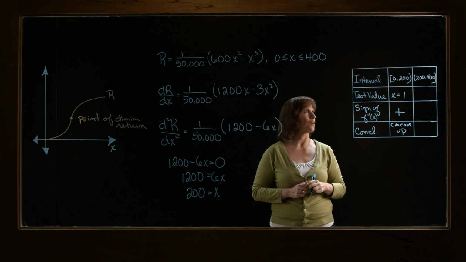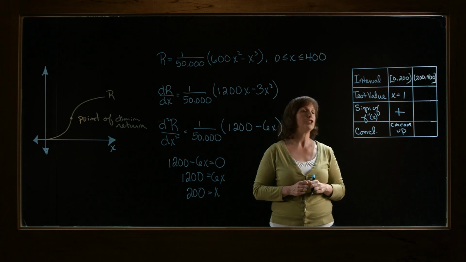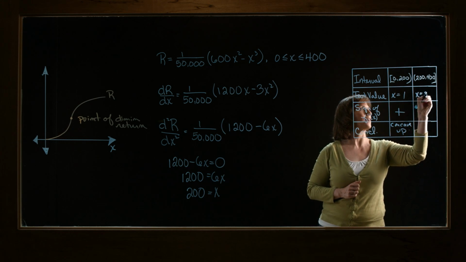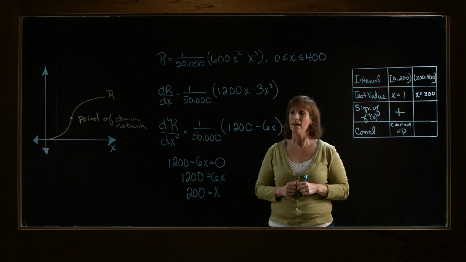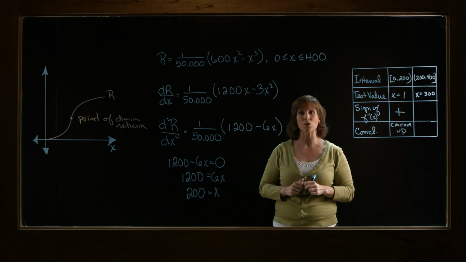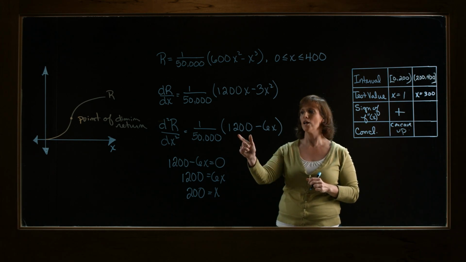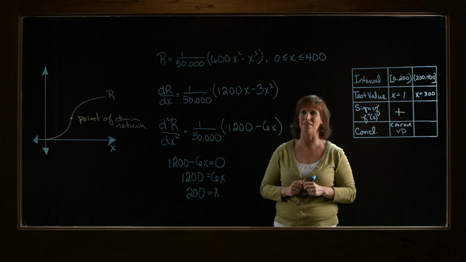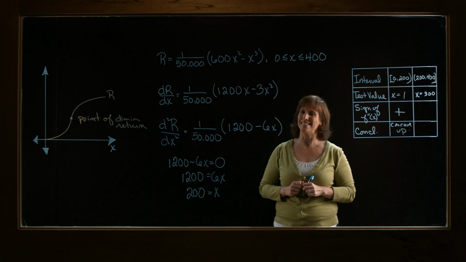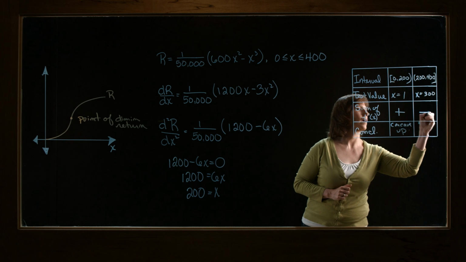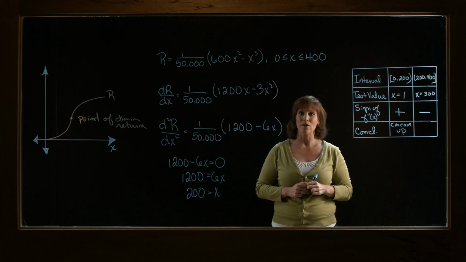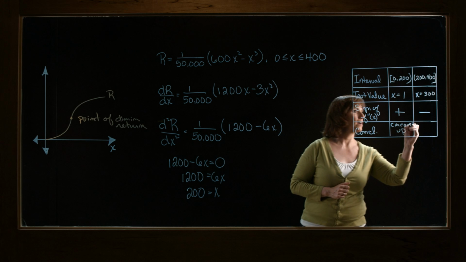Now let's look at our second interval. Pick anything you like between 200 and 400. Okay. Let's just try 300. If I plug 300 into my second derivative, 6 times 300 is 1,800. 1,200 minus 1,800 is a negative number. When I multiply that by 1 over 50,000, still a negative number. And when the second derivative is negative, I know my function is concave down.